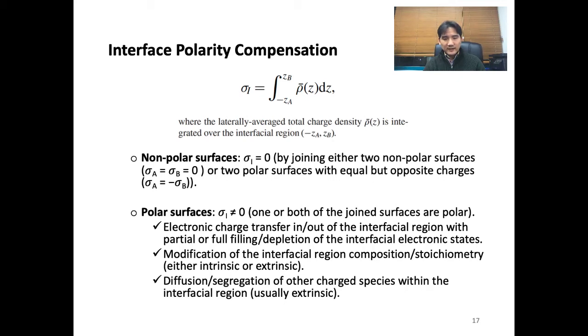However, if sigma sub I is not equal to 0, which is the case when one or both of the joined surfaces are polar, then we can have three types of scenarios. The first is electronic charge transfer in and out of the interfacial region, with partial or full filling or depletion of the interfacial electronic states. Or we can have modification of the interfacial region composition / stoichiometry, which can be intrinsic or extrinsic. Or we can have diffusion / segregation of other charged species within the interfacial region, which is usually extrinsic.